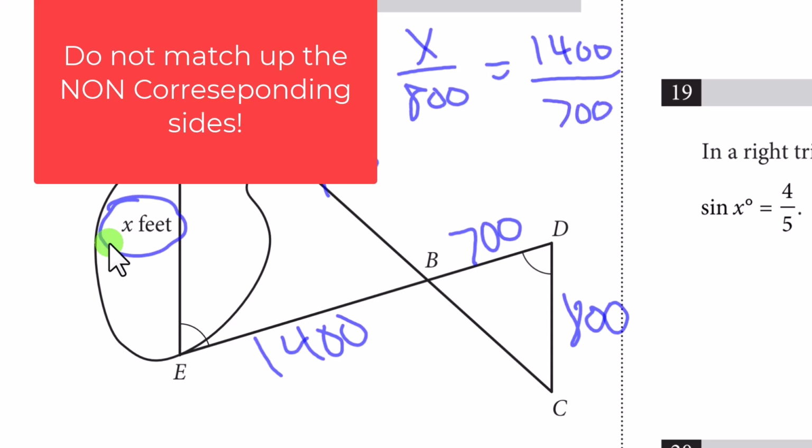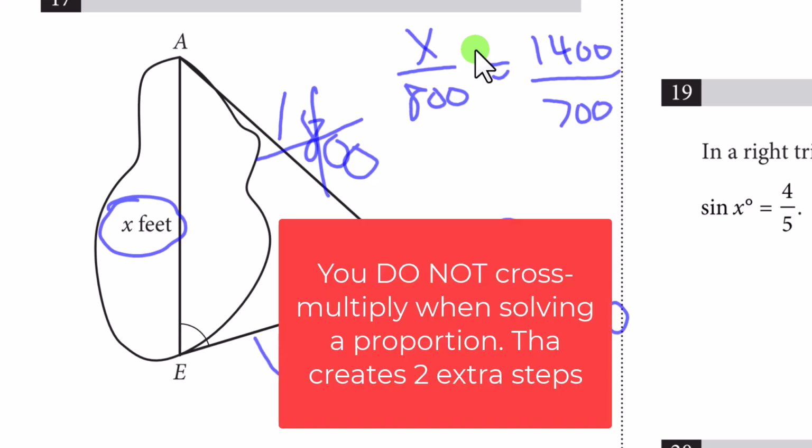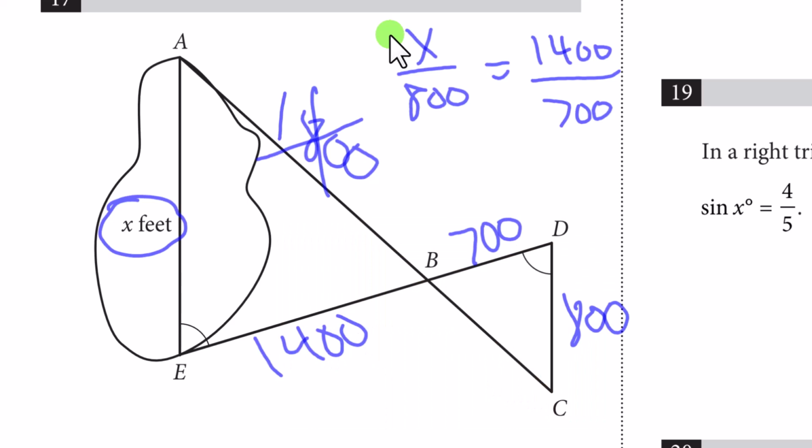A lot of people make the mistake of saying x is to 800 as 700 is to 1400, and that is wrong. Okay, you don't want to flip these two numbers around. You've got to make sure they line up. All right, we're going to go ahead and solve this thing, but what you're not going to do is cross multiply. No, because you just want to solve for x. If you cross multiply, you have the 700 moved over to this side, and then you have to divide it back out. So do not cross multiply.